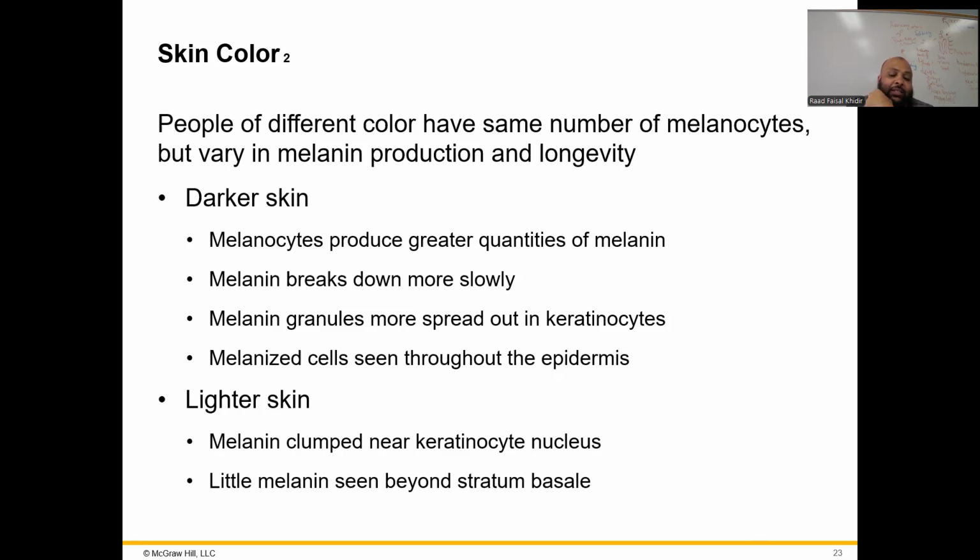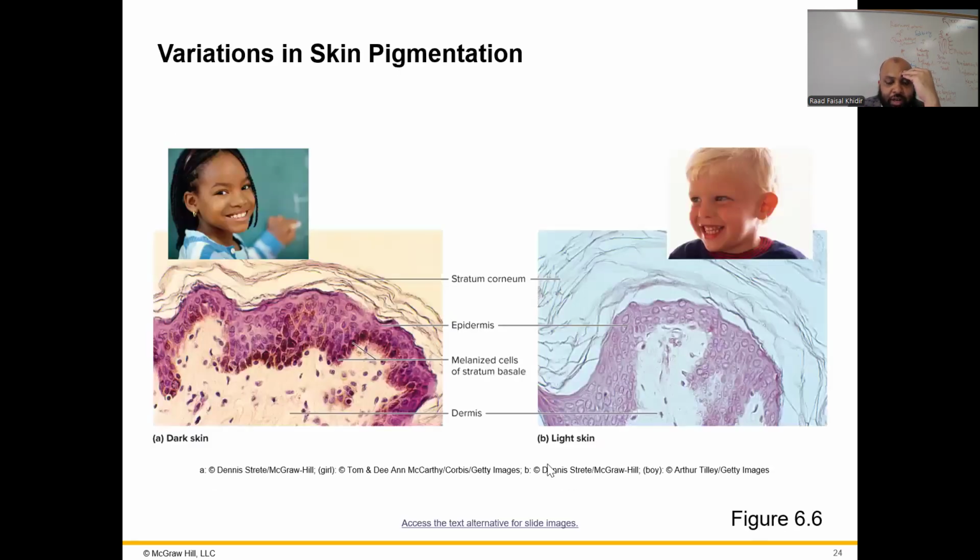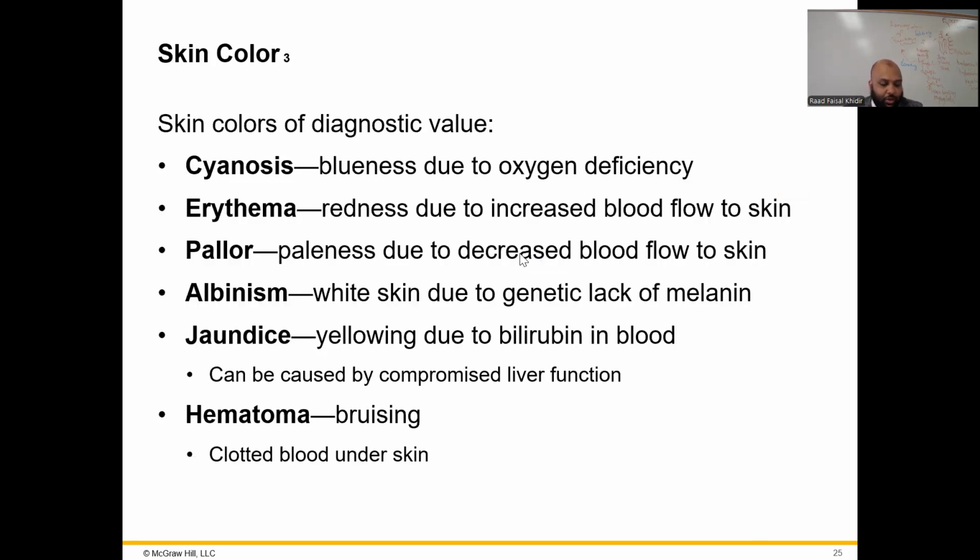In lighter skin, the melanin is clumped near the keratinocyte nucleus, and there's little melanin seen beyond the stratum basale. So these are variations in skin pigmentation. We talked about cyanosis, which is the blueness due to oxygen deficiency, and erythema, which is excessive redness due to increased blood flow to the skin. And there's paleness due to decreased blood flow to the skin. Albinism is white skin due to a genetic lack of melanin. So these patients can never create melanin.